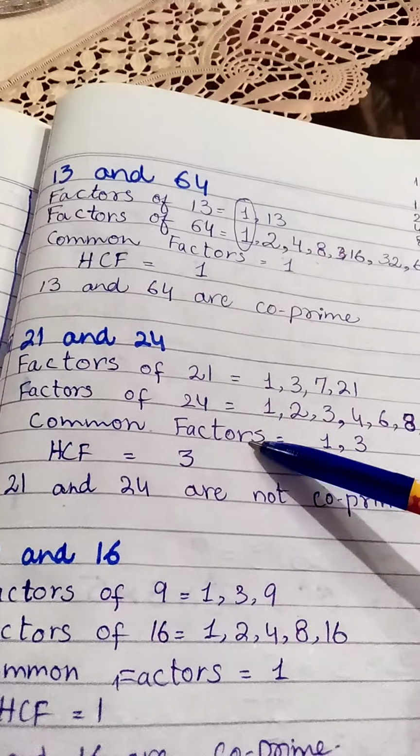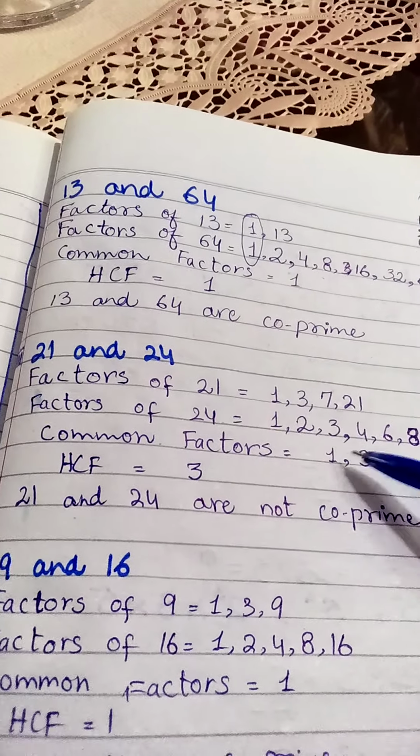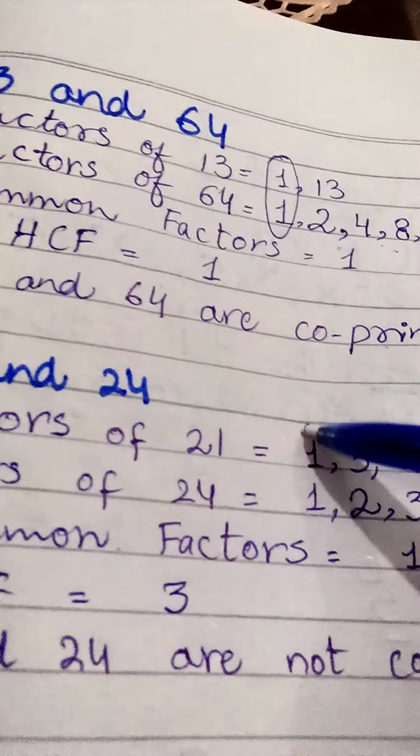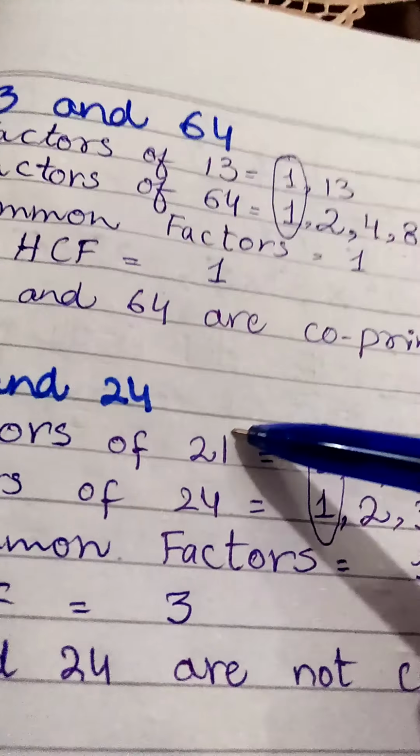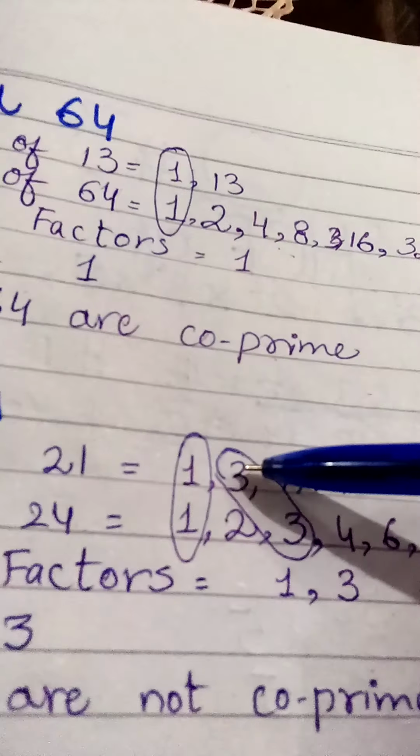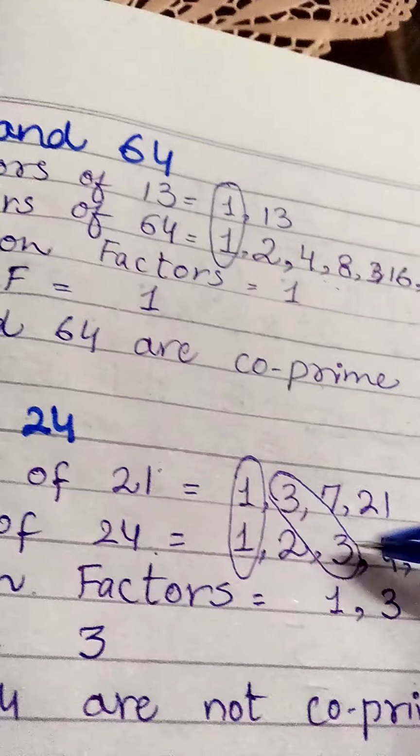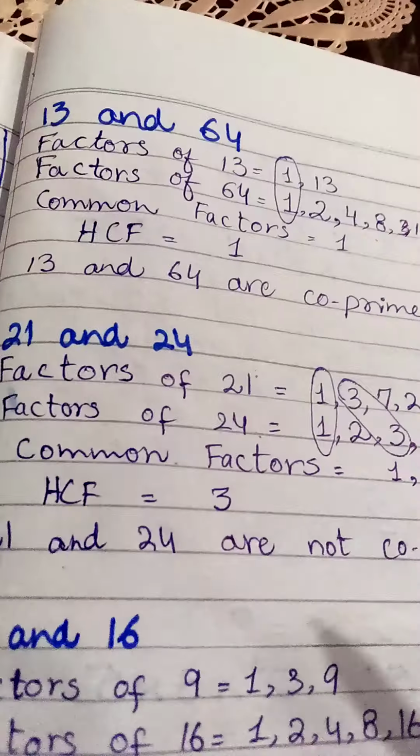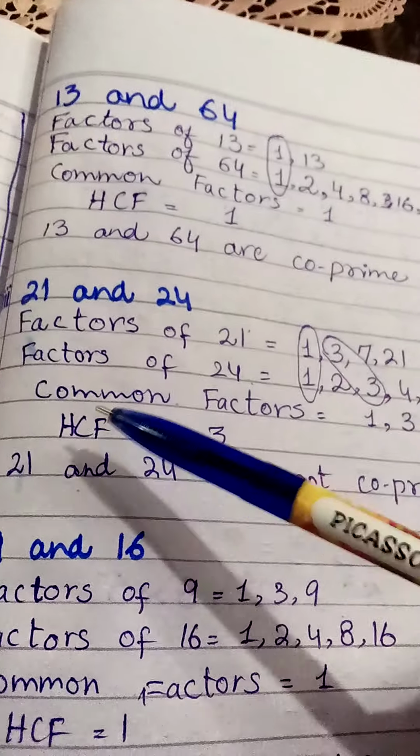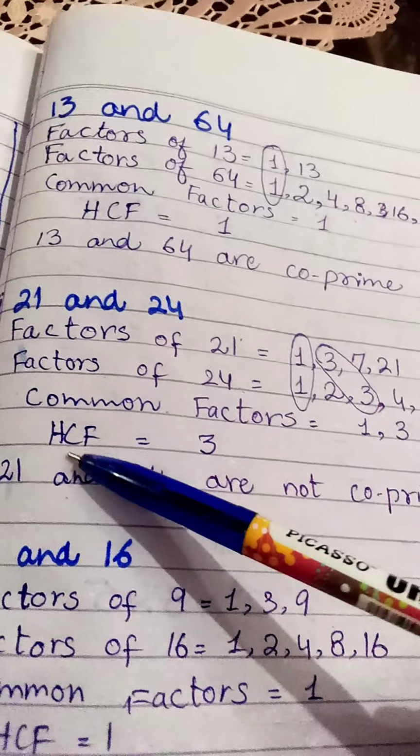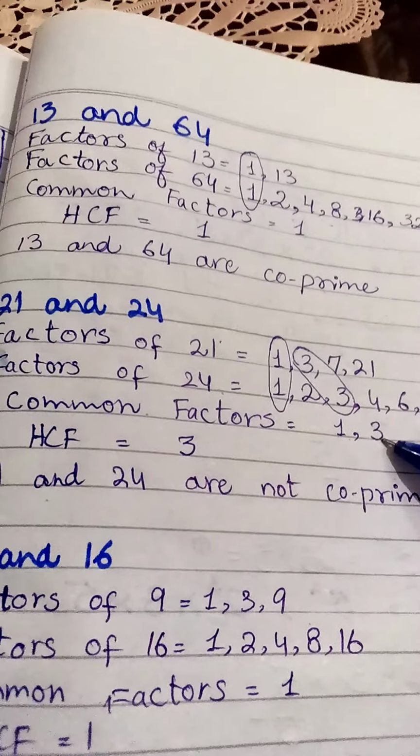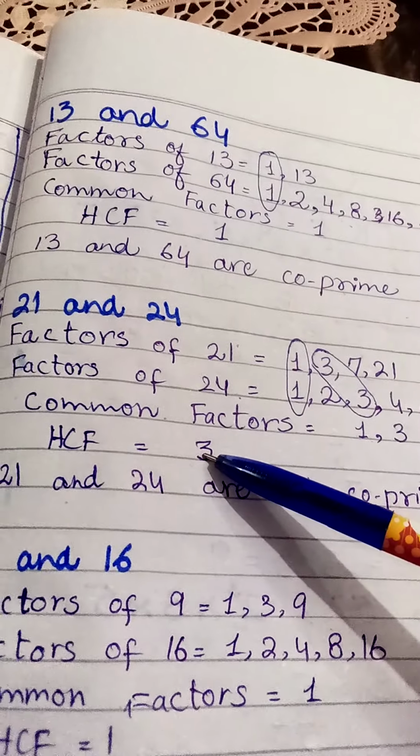Next we have to find out the common factors. The common factors are 1 and 3. As you can see, this is 1 which is common in both 21 and 24, and next is this 3 which is common in both the factors of 21 and 24. The next step is we have to find the HCF. HCF means highest common factor. These are two common factors, 1 and 3, and 3 is the highest. So 3 is the highest common factor.